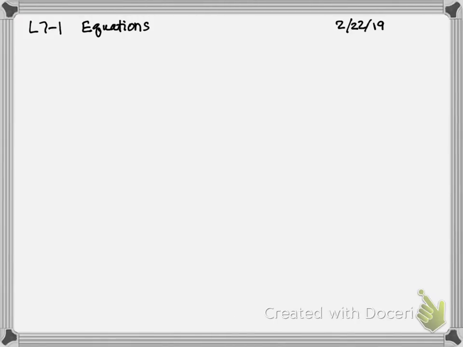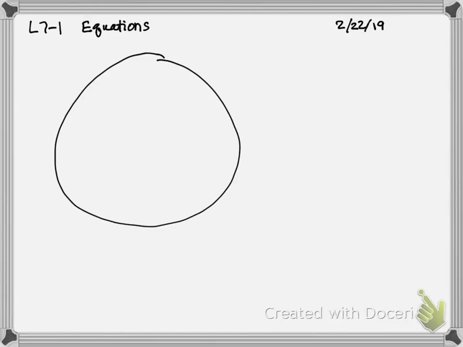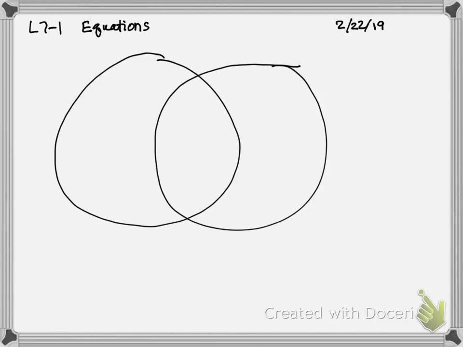Okay? So we have been discussing expressions. So I'm going to do what I call a Venn diagram. I think you guys know it as a double bubble. And we're going to talk about expressions on the left side, and let's talk about equations on the right. And just like in core class, the part that overlaps is going to be something that they have in common.